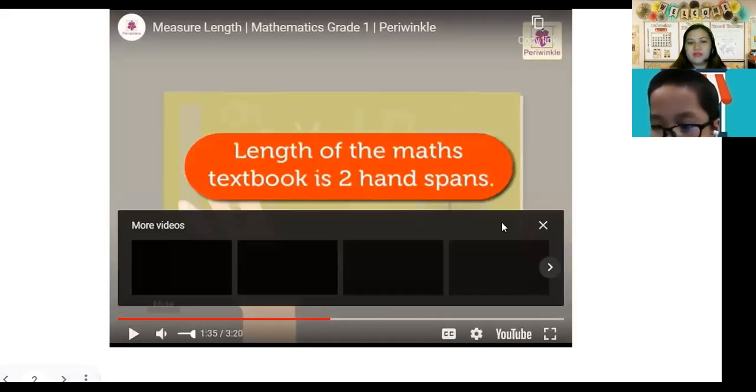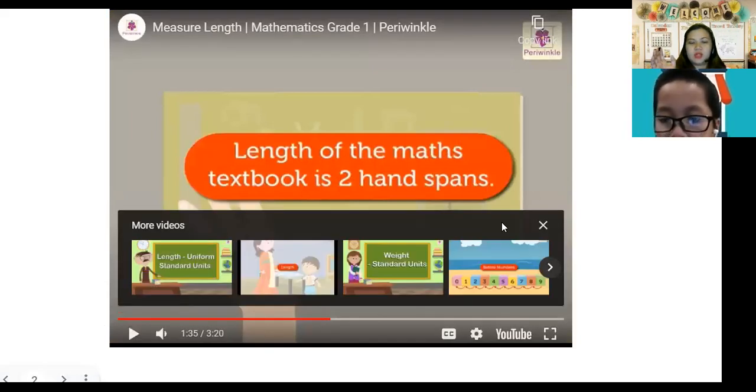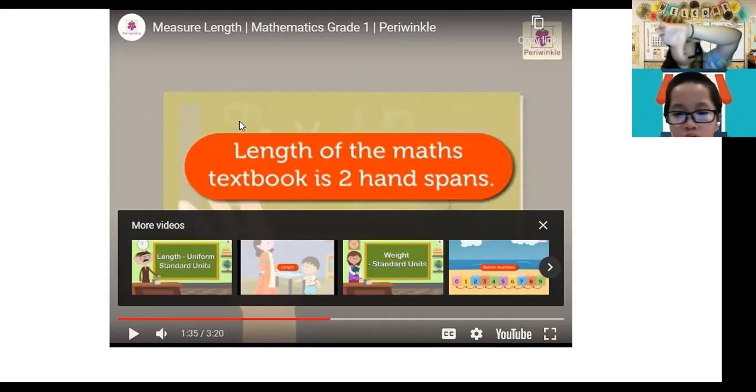Okay. So there are different things that you can use to measure, just like that one. You can use hand span. Do you use that one to measure things with your hands like that? Yes. Okay, very good. So you call that one hand spans. Just like Lisa's notebook, the length of the math textbook is 2 hand spans, like that. Okay?